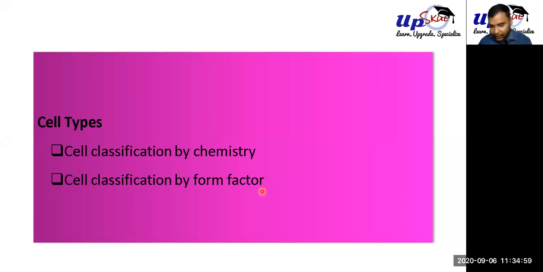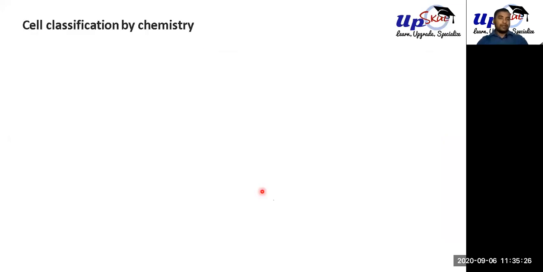Time is kind of limited here. I had a lot of things in mind. Will not try to rush everything. If there are some things left here, we will just continue in the next class. Okay, so the cell types: cell classification by chemistry and cell classification by form factor. Okay, I won't explain it. You'll know what I'm talking about right now. Okay? So there can be different types of lithium ion cells.